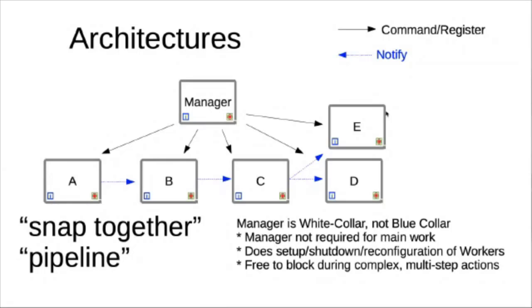Unlike in the active framework where messages go through the manager, the advantage of the manager not being involved in the main work is it's free to block doing complicated multi-step actions. So it can say, tell A to stop, shut down B, create B2, snap it in place between A and C, and change things. So this is the kind of architecture. This is a common architecture I use when I'm making some kind of scientific instrument that uses some kind of pipeline of data analysis.